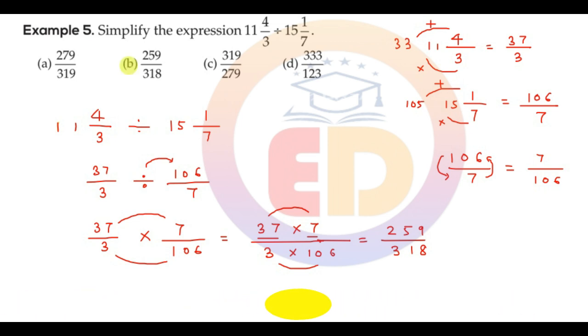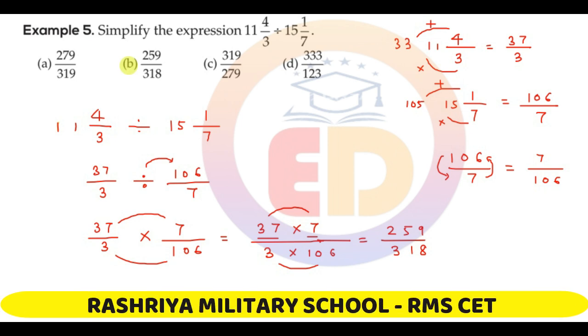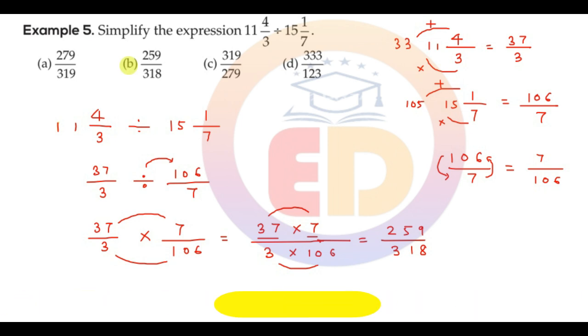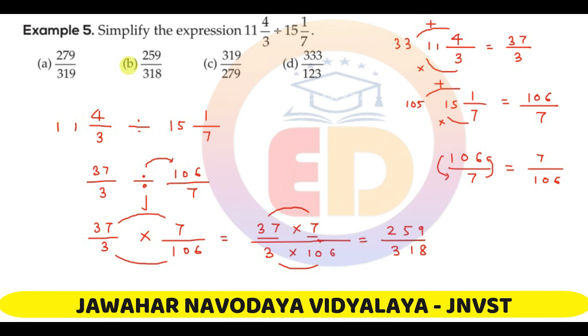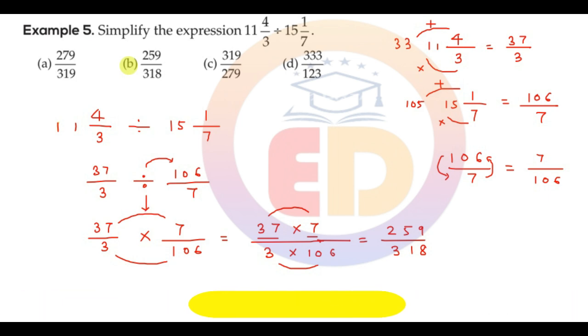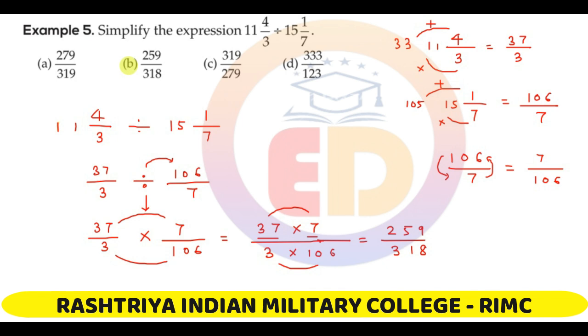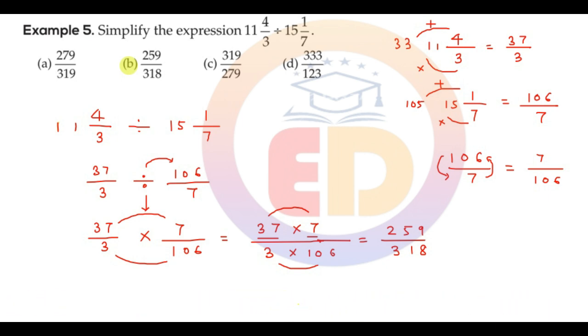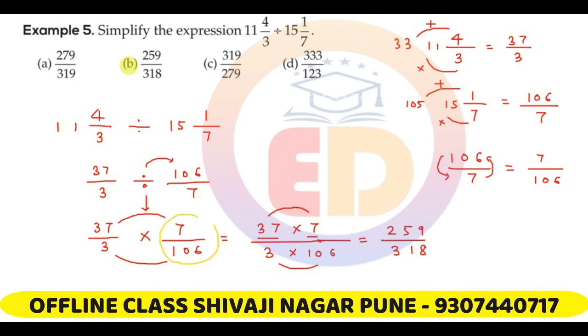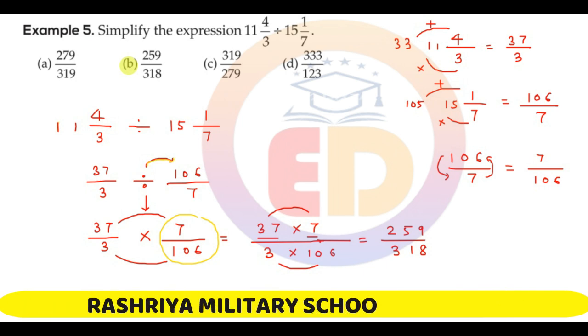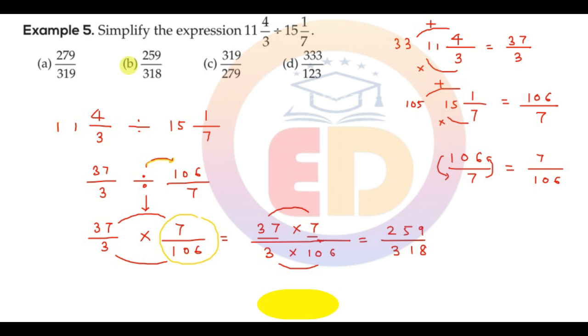Here, in a hurry, students make a mistake. The mistake is, after converting the division sign to a multiplication sign, they forget to convert the fraction which comes after the division sign to its reciprocal. If you forget this step, your answer can go wrong. So remember, after you convert the division to multiplication, take the reciprocal value of the fraction which comes after the division sign, which will give you the right answer.